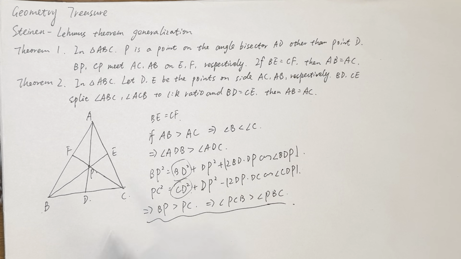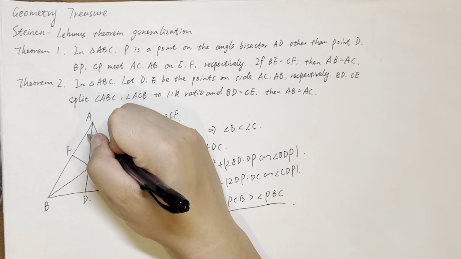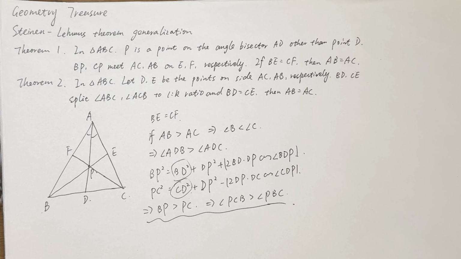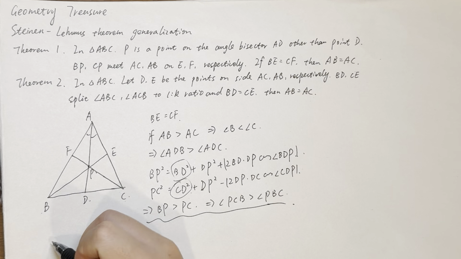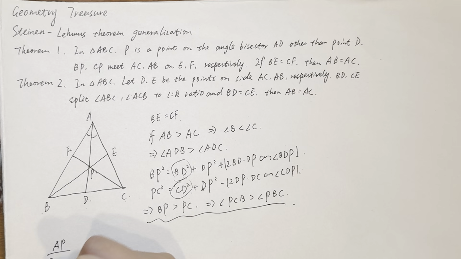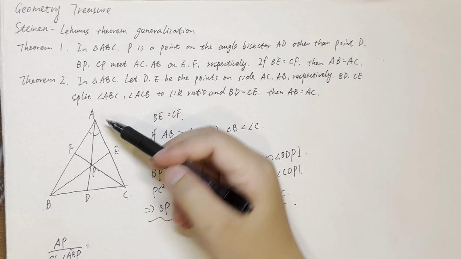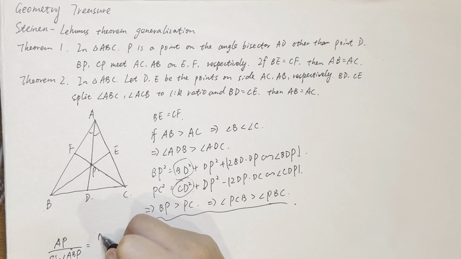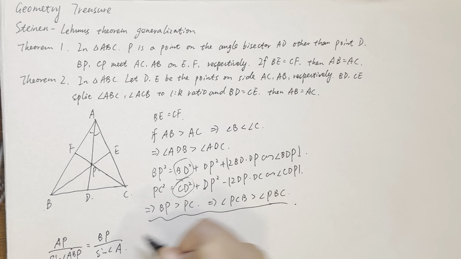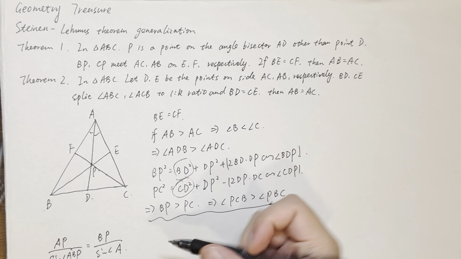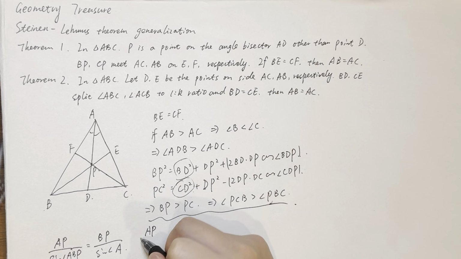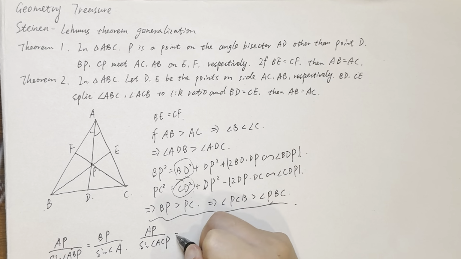Okay, now we get that BP is larger than PC. What else can we get? We know that angle BAD equals angle DAC. So in the triangle ABP, AP over sine angle ABP equals BP over sine angle A. And in the triangle APC, we know that AP over sine angle ACP equals PC over sine angle A.